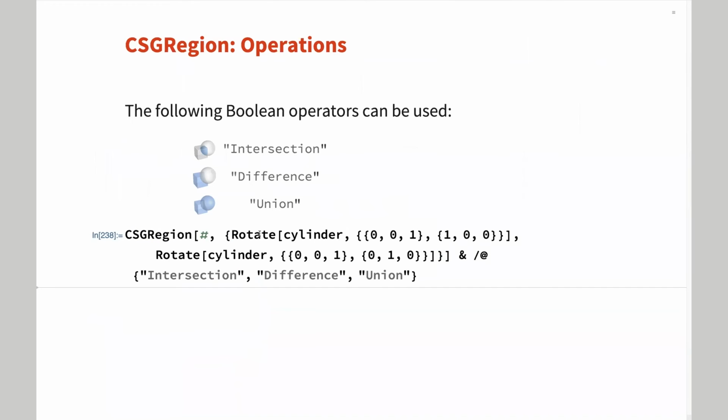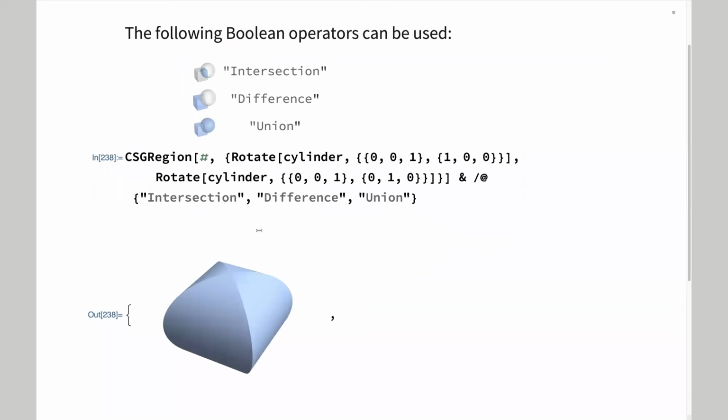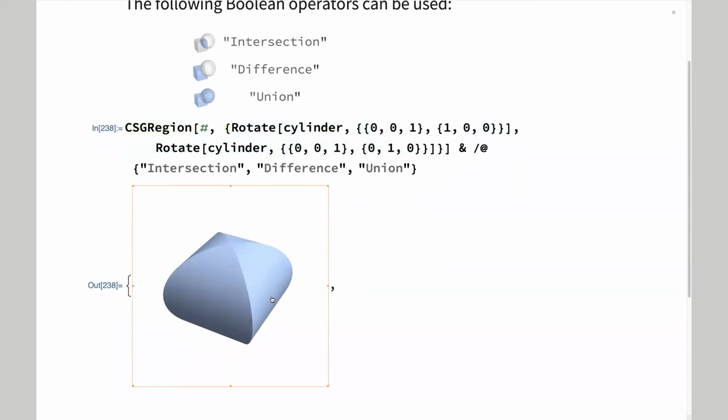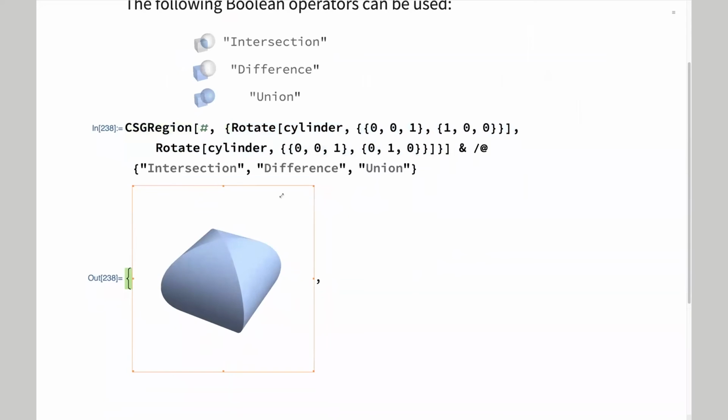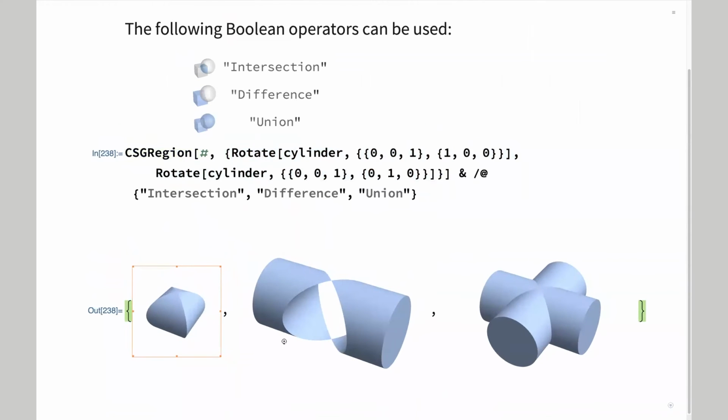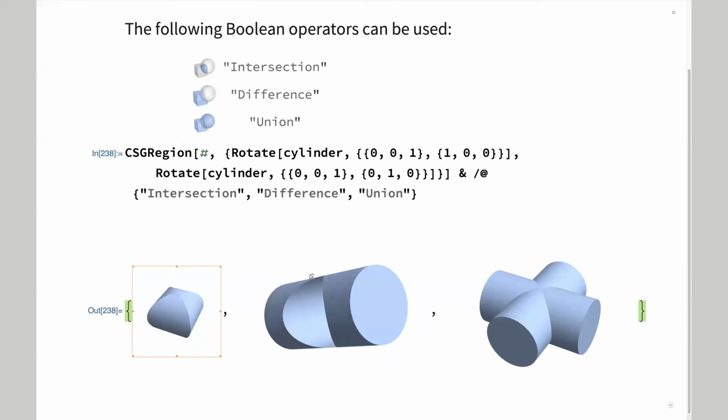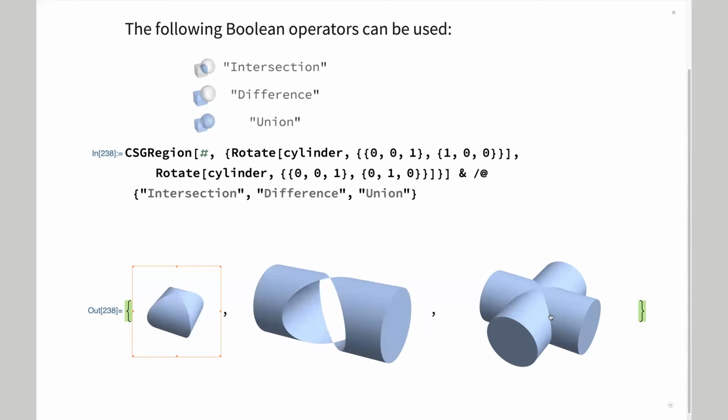So you can see it here, where you can take two cylinders and do the intersection. Let me resize this to be able to see that. There we go. So this is the intersection of the two cylinders. This is the difference, and this is the union. So those objects are fast to render and quite flexible to manipulate.